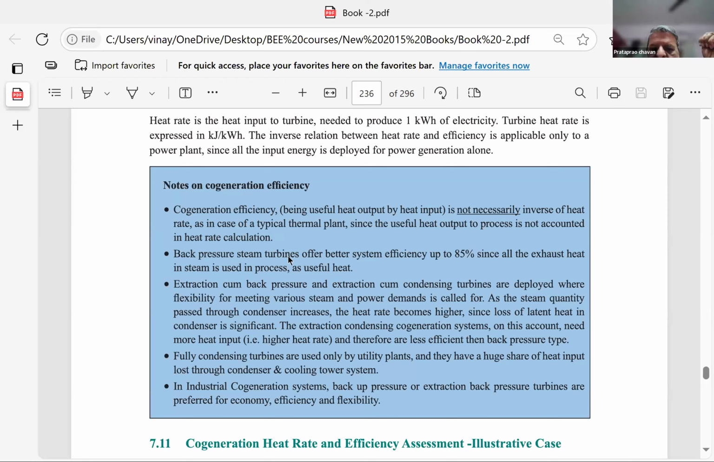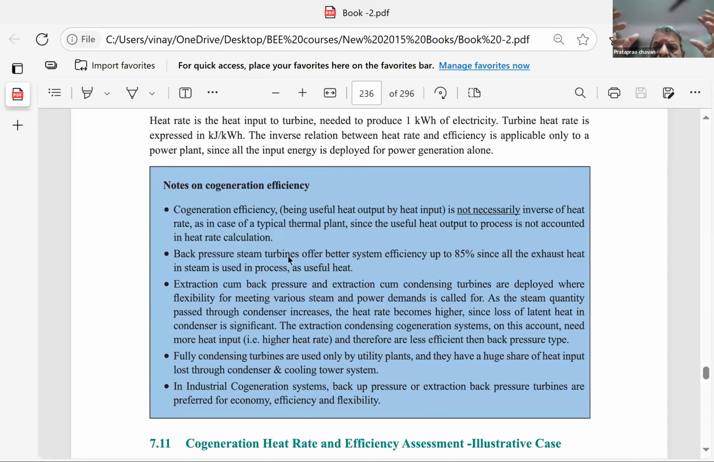Back pressure steam turbines offer better system efficiencies, up to 85%, since all the exhaust steam is used in the process. These are different points, asking you to compare the efficiencies in different types of technologies depending on how the heat flows. If the heat flow is direct from heat to electricity, you get a different efficiency value. If the heat flow is partly diverted for other purposes, you will also have to count the useful heat in the process for the efficiency calculations.